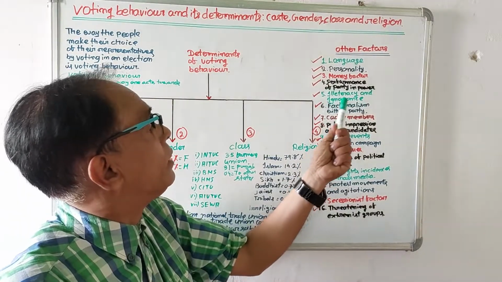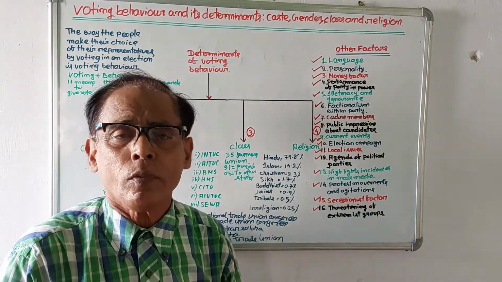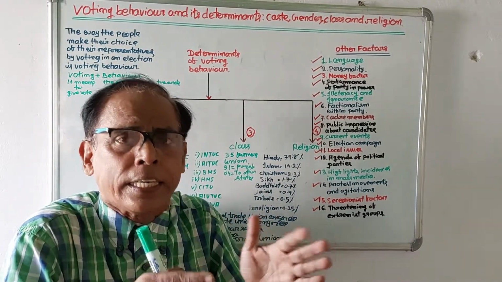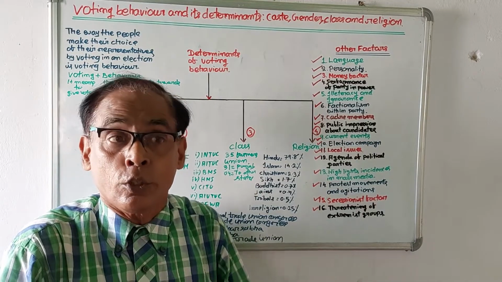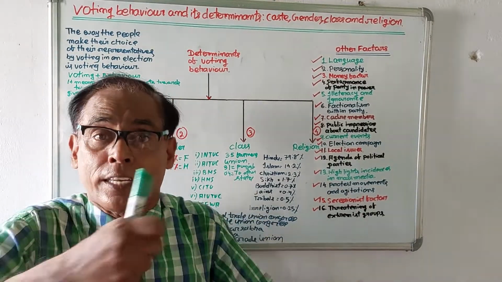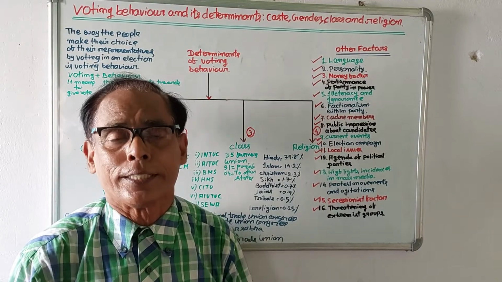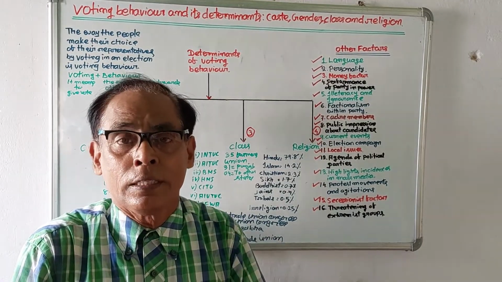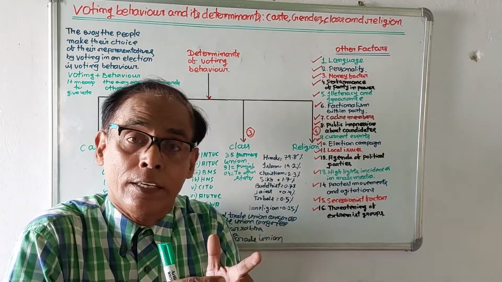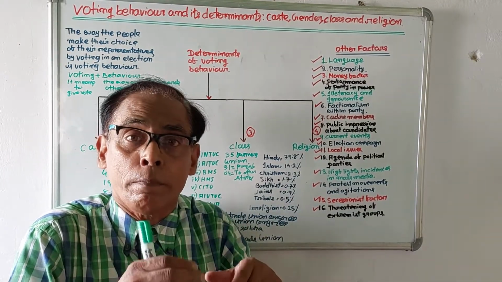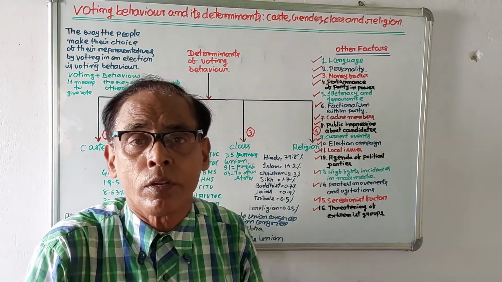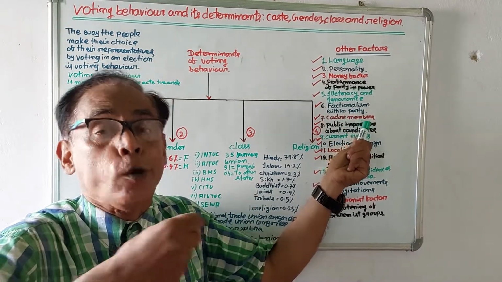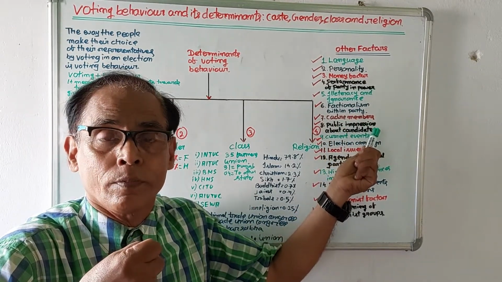Number 5, illiteracy and ignorance. Sometimes people are illiterate, and in India, most of the people are illiterate and ignorant. So political parties exploit their illiteracy and ignorance. So illiteracy and ignorance is also a factor. Whenever people are educated, they will cast their vote by taking many things into account. Whenever people are illiterate, they are exploited by different political parties.